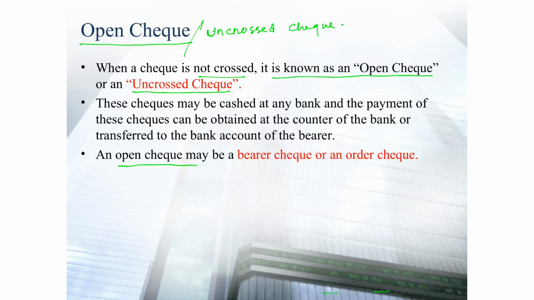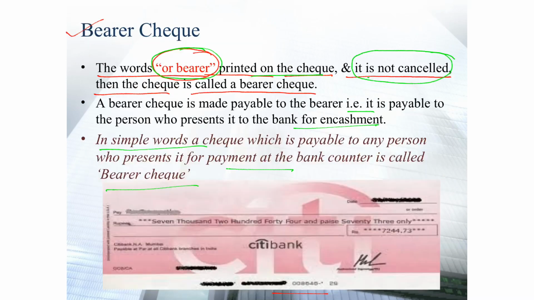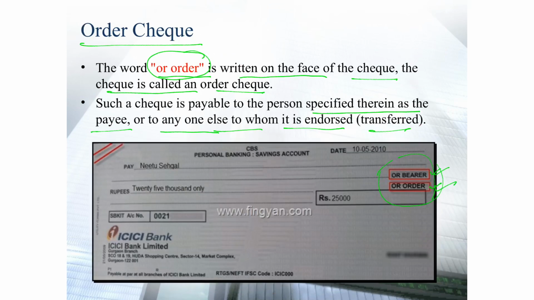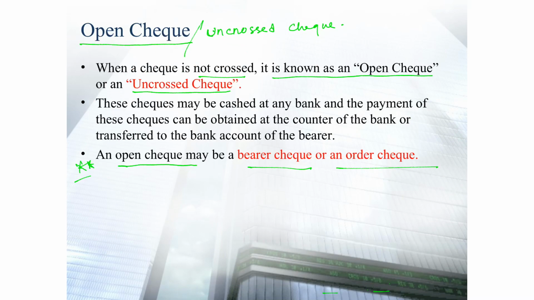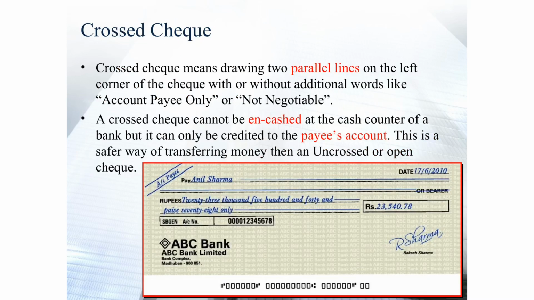Here it is written, very important point: an open cheque may be a bearer cheque or an order cheque. As you know, bearer cheque means 'or bearer' is written here. Order cheque means 'or order' is written on the top of that cheque. So an open cheque may be a bearer cheque or an order cheque.